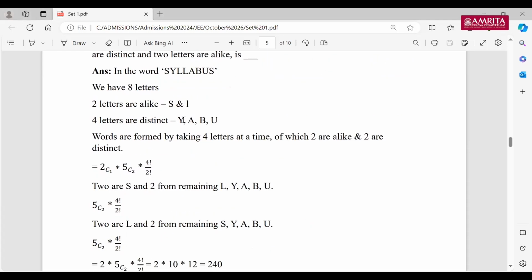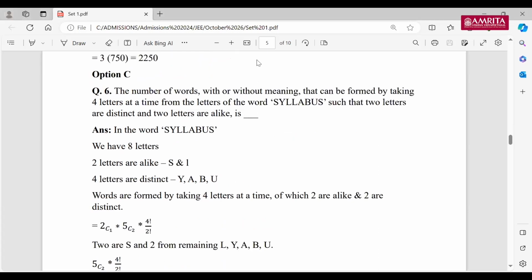So here, I know the term is syllabus, and it is an 8-letter word. Now coming to syllabus, I have S, it's the same type. I have L, it's the same type. So there are Y, A, B, and U, which are distinct, right? Because you need to understand these terms before solving. There are 2 terms which could be called alike, and the remaining are distinct.